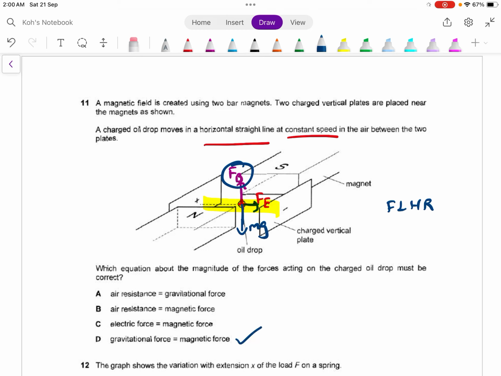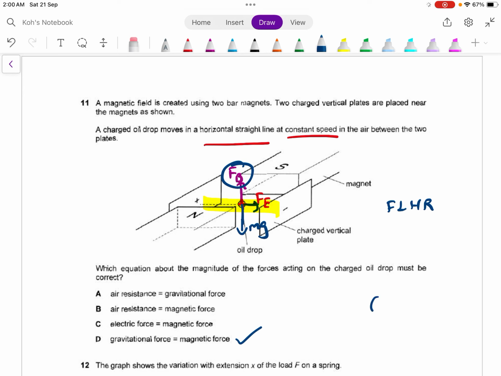We cannot prove C, because the electric force and the magnetic force are perpendicular to each other. So I cannot say that the magnetic force is equal to the electric force. That's not true. And of course, A is also not the answer, because air resistance is always acting opposite to the direction of motion.